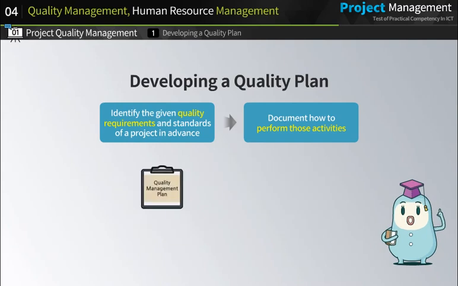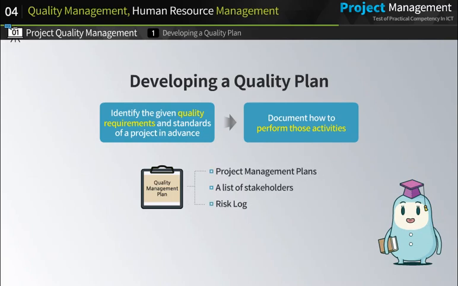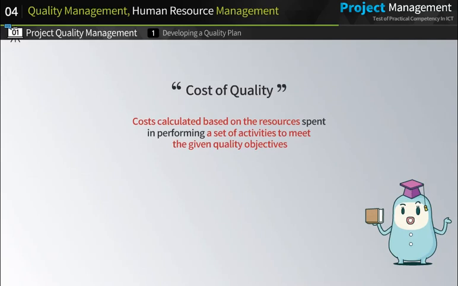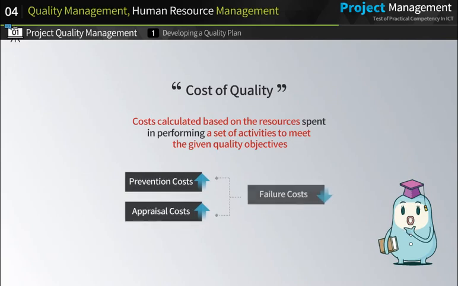A quality management plan can be developed by referring to project management plans, a list of stakeholders, and a risk log. Next is the concept of cost of quality. Cost of quality refers to costs calculated based on the resources spent in performing a set of activities to meet the given quality objectives. The goal of managing the cost of quality is to minimize the failure costs by increasing prevention costs and appraisal costs.